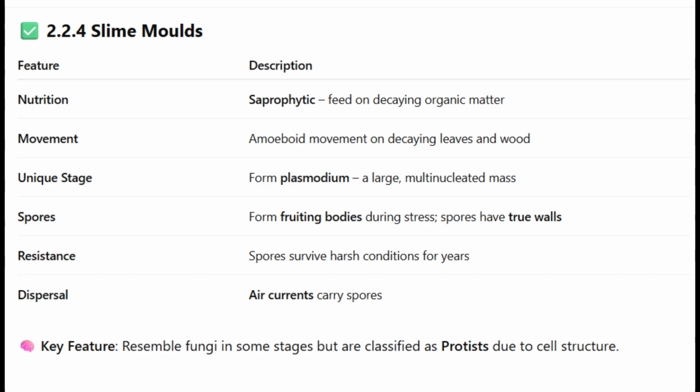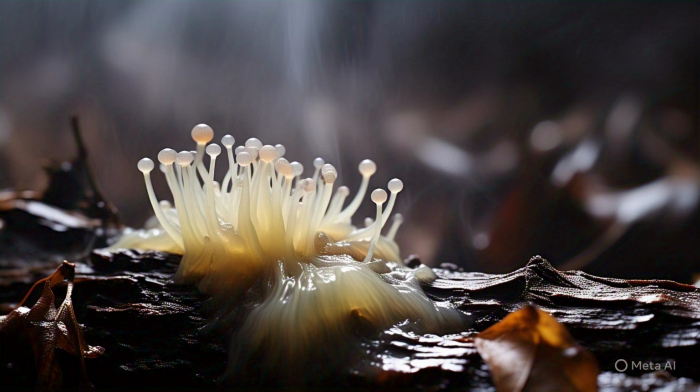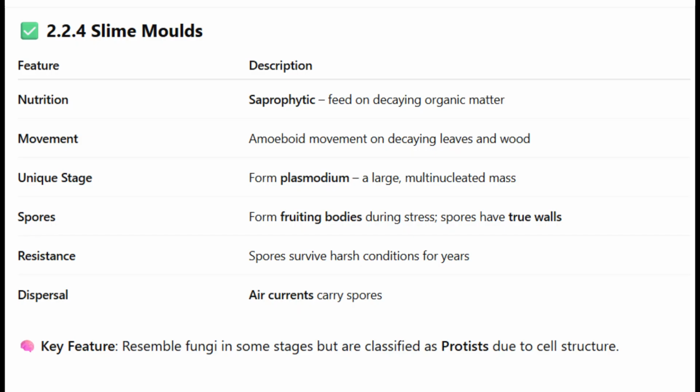Under favorable conditions, they merge into a massive, visible structure called a plasmodium, a large, multinucleated blob that can spread across several feet. But when conditions become harsh, like lack of moisture or food, the slime mold stops moving and transforms. It differentiates into fruiting bodies, which produce spores with tough walls. These spores are extremely resistant and can survive for years. They're dispersed by air currents, allowing the slime mold to return when conditions improve.